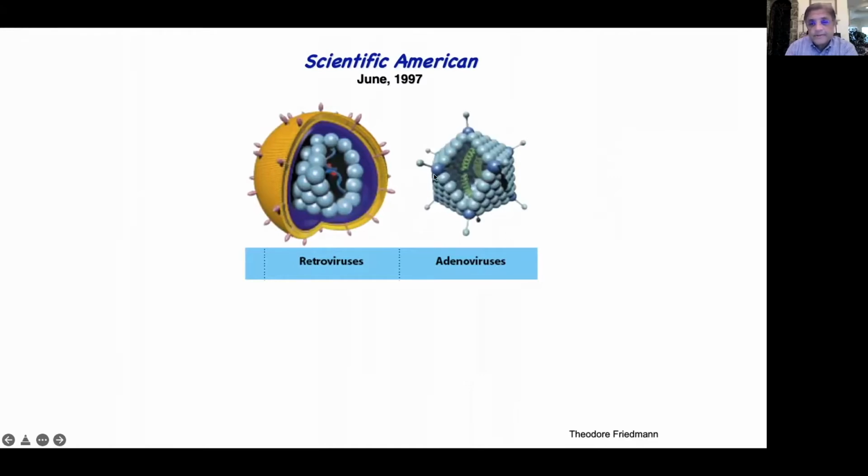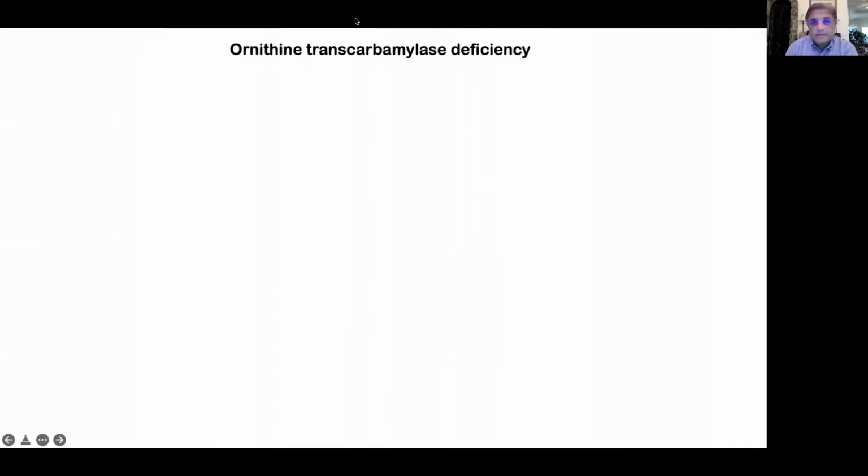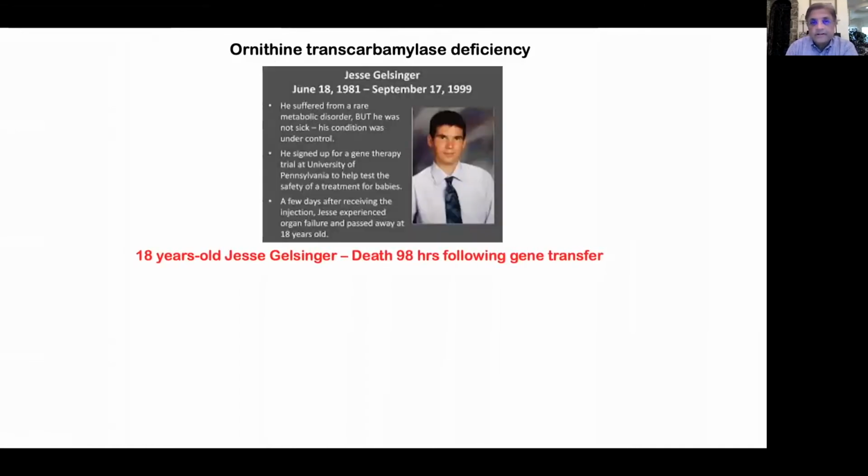He decided to use adenovirus for gene therapy in a patient who had a disease called ornithine transcarbamylase deficiency, which is a liver disease in which these patients are unable to handle high protein diets. But they can be managed by just keeping them on a low protein diet. And a very brave young man named Jesse Gelsinger volunteered to participate in this trial. He had a mild form of OTC deficiency, but he volunteered anyway, and he was given a high dose of adenovirus vector.